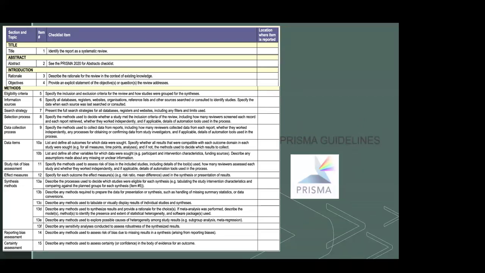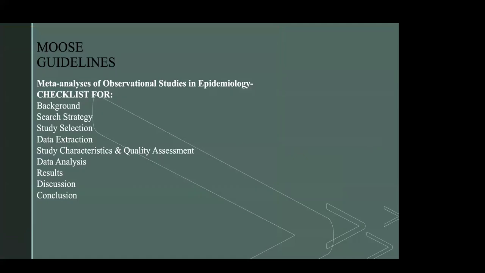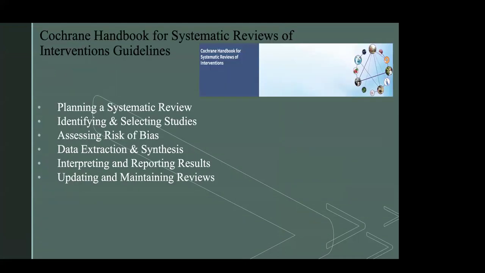As explained, the PRISMA guidelines were followed, wherein there were 27 checklist items which were assessed. Furthermore, the MOOSE guidelines were followed. This also had a specific checklist for the background, the search strategy in terms of selection, data extraction, study characteristics, data analysis, result discussion, and conclusion. Then it also followed the Cochrane Handbook, which has particular guidelines for conducting a systematic review, and it is widely used for evidence-based medicine.